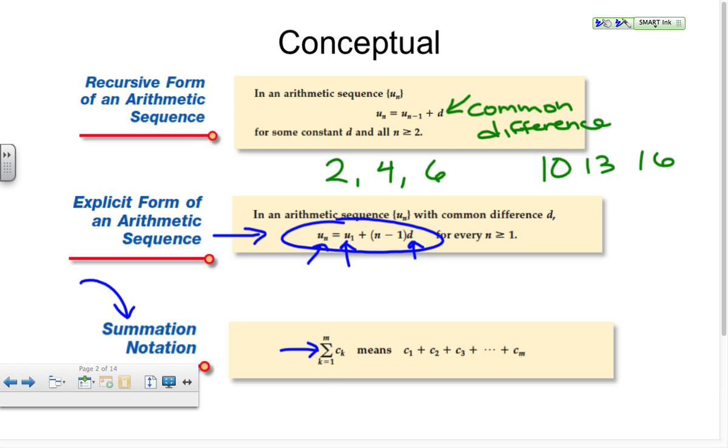Now right here, this is going to tell us what term we're going to start with. So most of the time we start with the first term. And the number up here, this m, is the term that we end with. So if we were adding up the first 10 terms, we would say k equals 1, and the m would say 10.